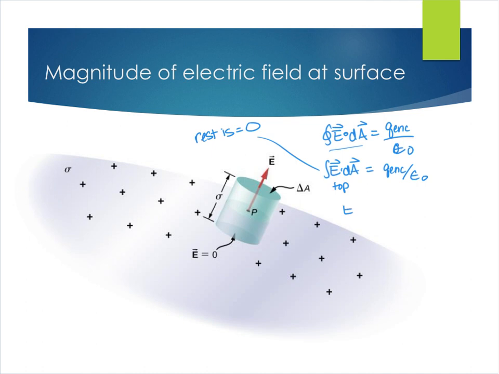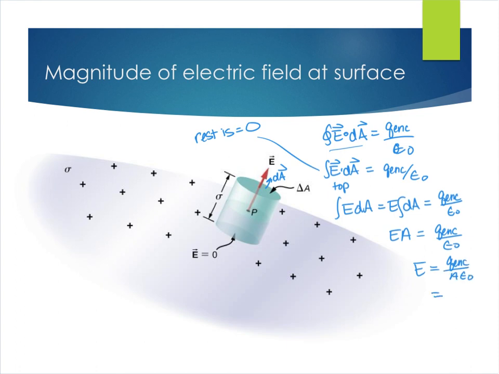And so the electric field and the area vector, you can see, are parallel to each other. The electric field's going to be constant. E times A. And if we divide by A, we get Q enclosed over the area over epsilon naught. Q over area is sigma, and we find that our electric field is sigma over epsilon naught.